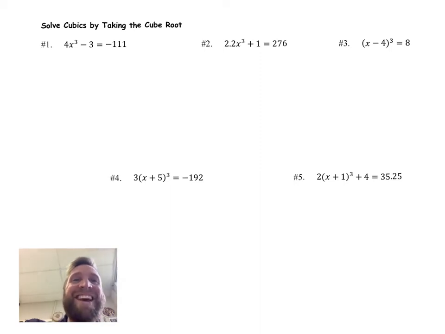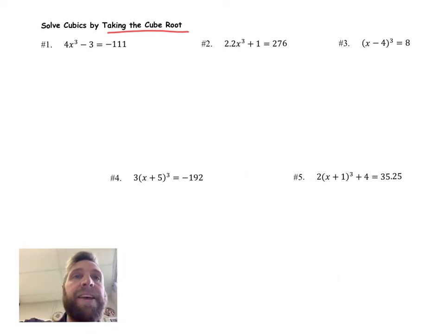Hey everybody, today we're going to be solving some cubics. That means we've got x cubed, x to the third power, and we do that by taking the cube root, as it says at the top of the paper there. And really the goal for the whole problem is to try to undo the problem. So I know this first problem has a times 4 in it. We're going to undo it.